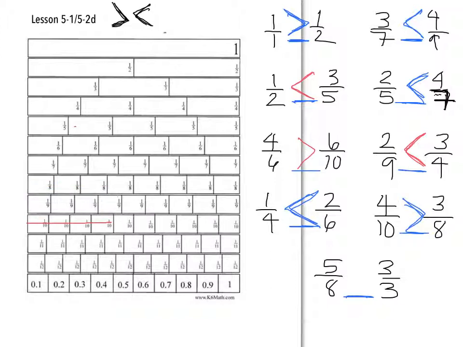And our final one, boys and girls. We have 5 eighths, so 1, 2, 3, 4, 5 eighths. And then we have 3 thirds, which we'll do here. 1, 2, 3. 3 thirds is the same as 1, so 5 eighths is less than 3 thirds.